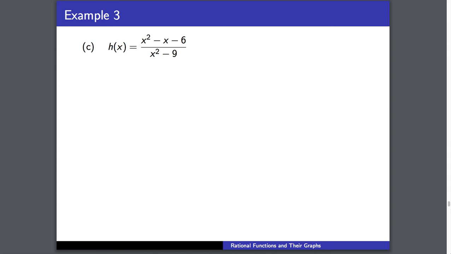In this video, we're going to take a look at some more examples with finding domain, equations of vertical asymptotes, and coordinates of any holes in the graphs for rational functions. So example 3, part C, we have h of x equals x squared minus x minus 6 over x squared minus 9. So we're going to factor the numerator and denominator.